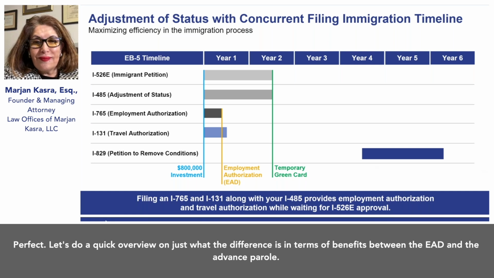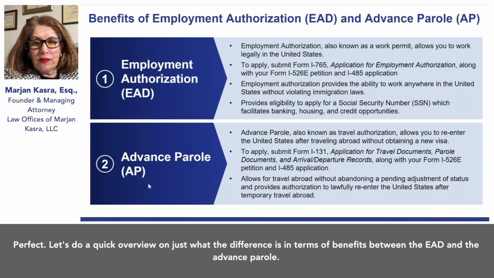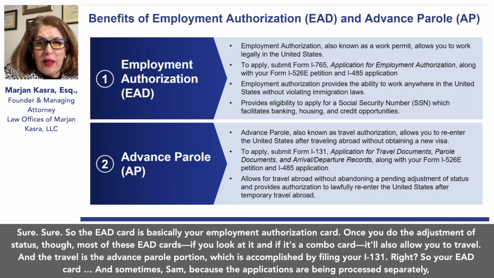Perfect. Let's do a quick overview on just what the difference is in terms of benefits between the EAD and the advanced parole. Sure. So the EAD card is basically your employment authorization card. Once you do the adjustment of status, though, most of these EAD cards, if it's a combo card, will also allow you to travel, and the travel is the advanced parole portion, which is accomplished by filing your I-131, right?